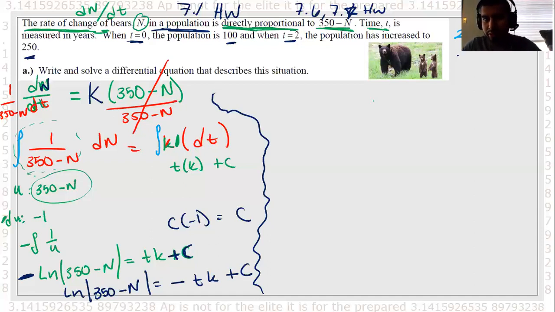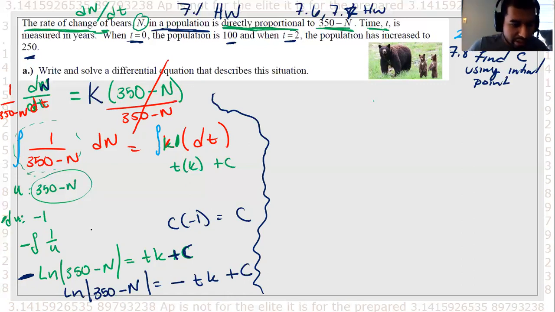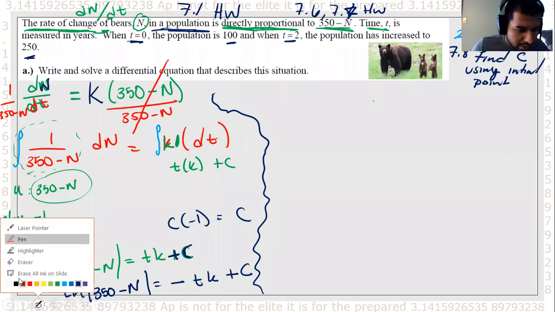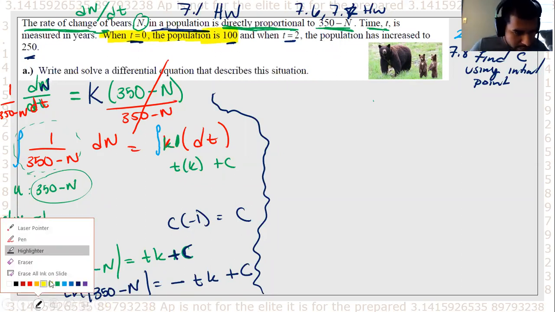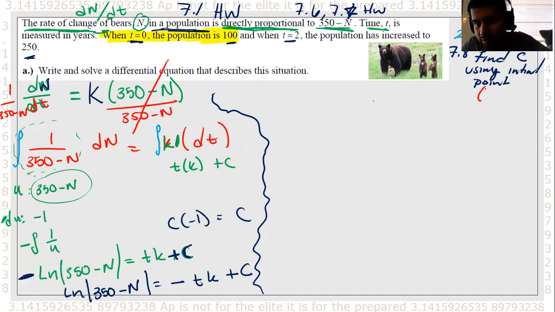Now I can go ahead and do what's from today's lesson, which is our 7.8, and it says find c using the initial point. In this case, the initial point is this right here. They told us that when t equals 0, the population is 100. So this is t and this is n.